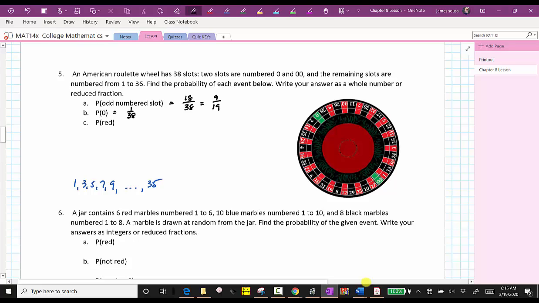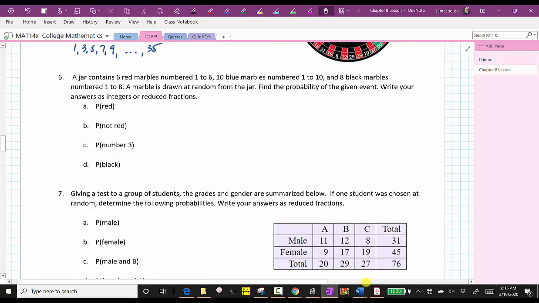And for part C, we want the probability the ball lands on a red. Well, half of the numbers from 1 to 36 are red and half are black, and therefore there are 18 favorable outcomes, or 18 red slots out of 38. The probability of a red is 18 divided by 38, which we know simplifies to 9/19. So moving on to number 6.